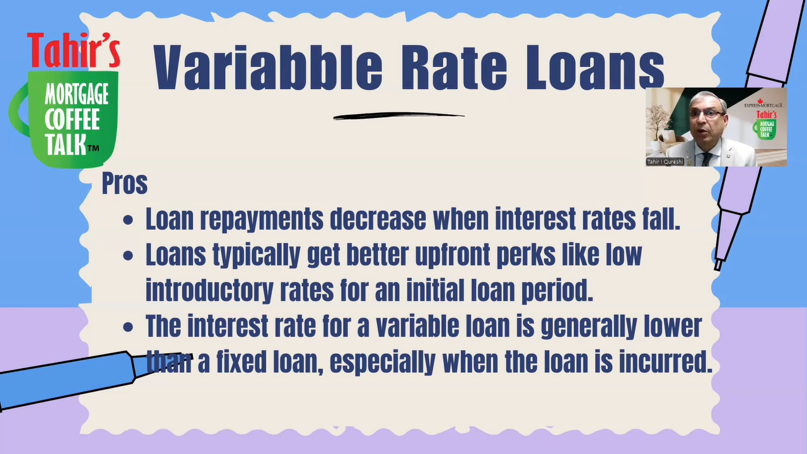The interest rate for a variable mortgage is generally lower than a fixed loan. So the interest rate on variable will be lower than the fixed one, especially when the loan is incurred, but it all depends. That's why you need to ask for the rates. What are the rates for the fixed, and for the duration of the period that you want the loan for? A 1-year term, 2-year term, 3-year term, 5-year term. And amortization is the time it takes you to pay it off. So it is very important for you to ask these questions, and a broker will do that.